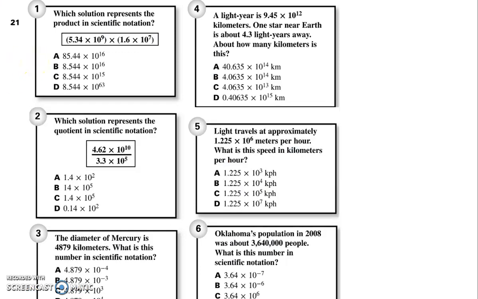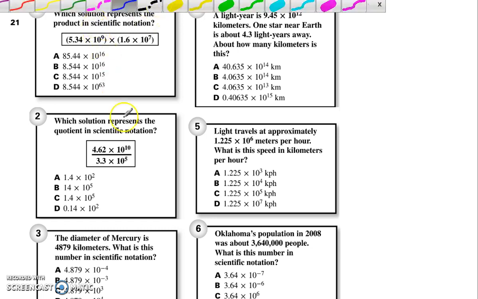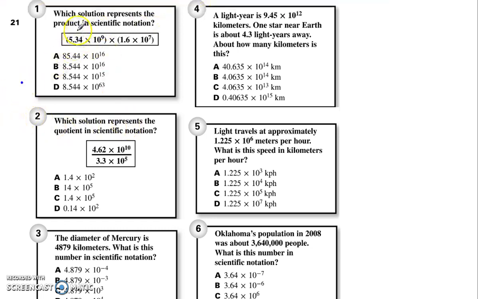In class, we looked at multiplying and dividing numbers in scientific notation. Remember, when you're multiplying, you multiply the leading numbers. So I do 5.34 times 1.6, and as you might guess, that is going to be 8.544. This first one is not in scientific notation, and this does say to write your answer in scientific notation. Remember, numbers in scientific notation, the leading number has to be between 1 and 10.